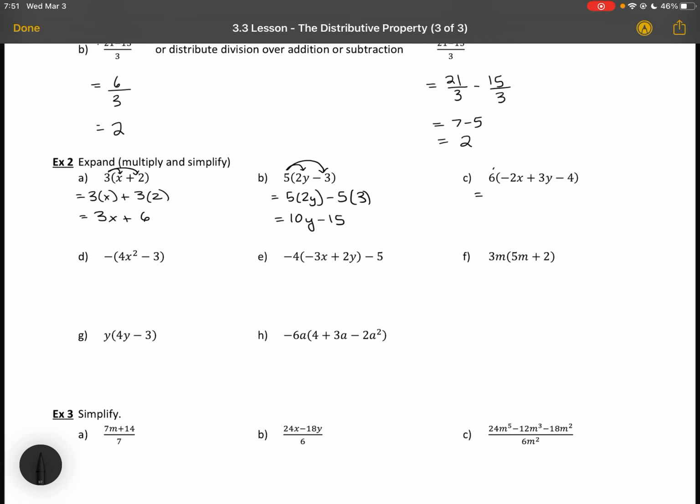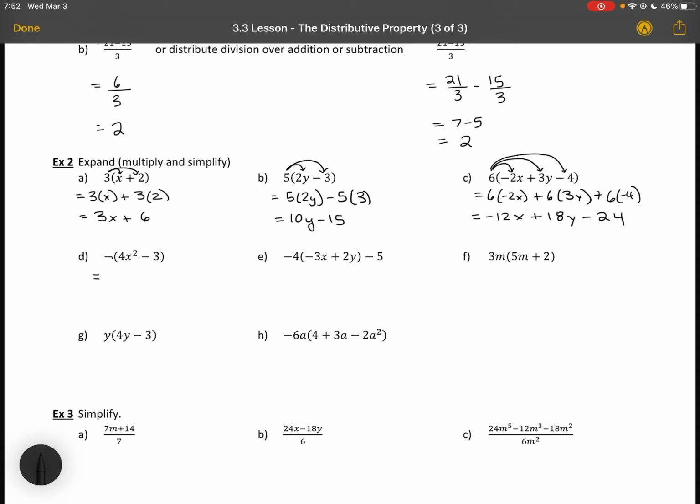Example C is the same, except I have 3 things in the brackets. So 6 times minus 2x, then 6 times 3y, and then 6 times minus 4. So plus 6 times minus 4. There we go. Now I'm going to answer each of those problems. I get minus 12x plus 18y minus 24, which is my final answer.